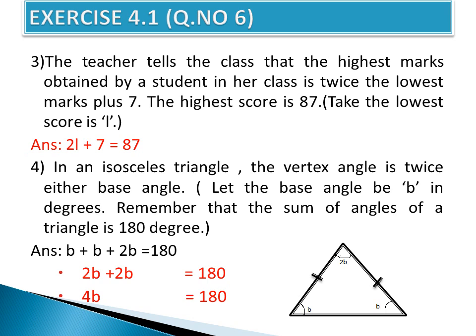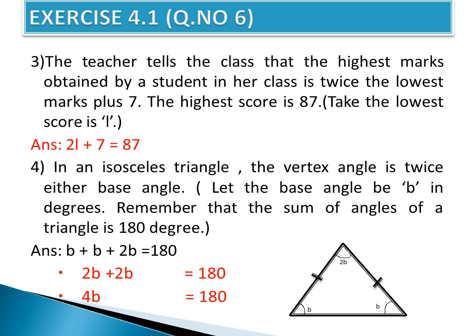So how to frame the equation: the highest mark obtained by the student in her class is twice the lowest mark. Twice the lowest mark, 2 times. Lowest mark is already given, that is L. 2 times the lowest mark means 2 into L, 2L. Then plus 7. So 2L plus 7 is equal to the highest score 87. You have to remember one thing, twice means 2 times. Lowest score is given as L. Twice the lowest mark means 2L plus 7. So 2L plus 7 is equal to 87.